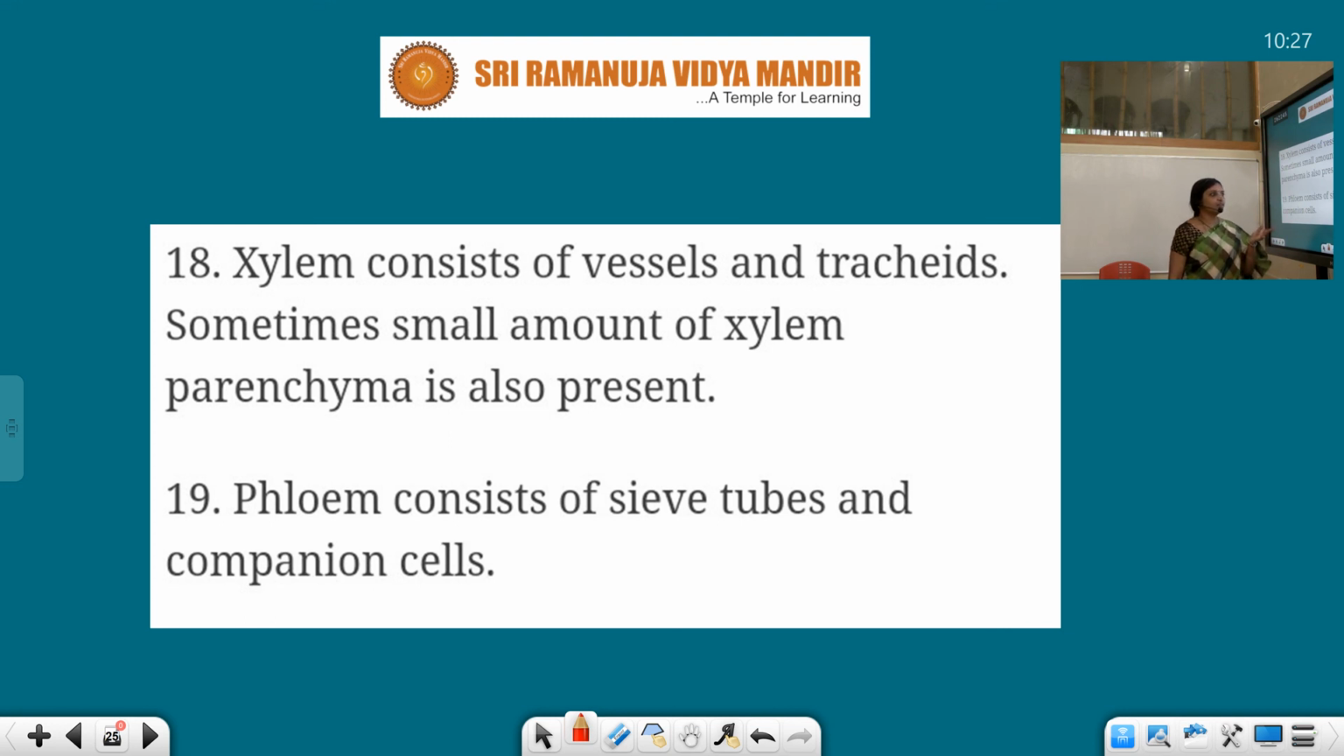And phloem consists of sieve tubes, and when sieve tubes are there, naturally companion cells. So phloem consists of sieve tubes and companion cells. Here also there are xylem vessels and tracheids and a small amount of xylem parenchyma.